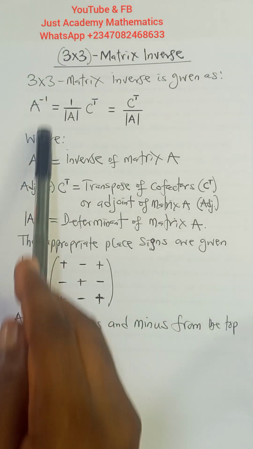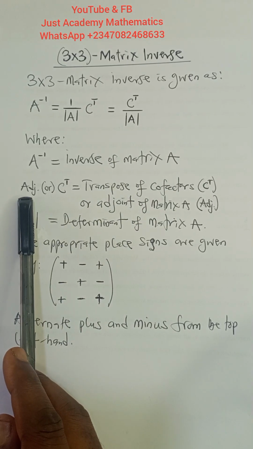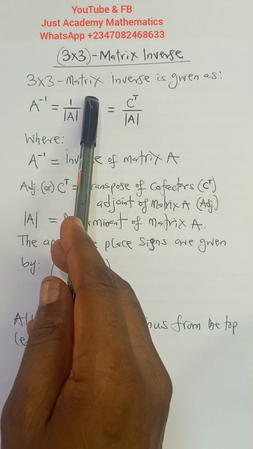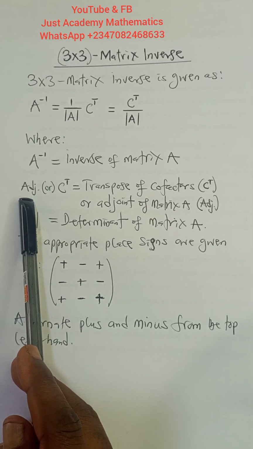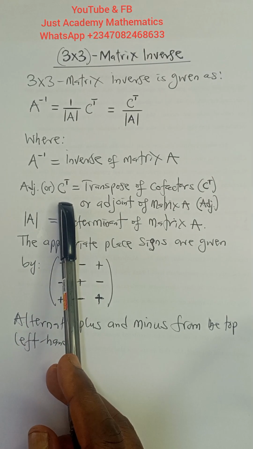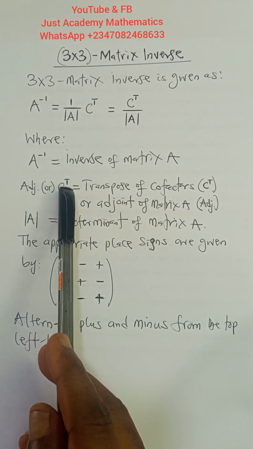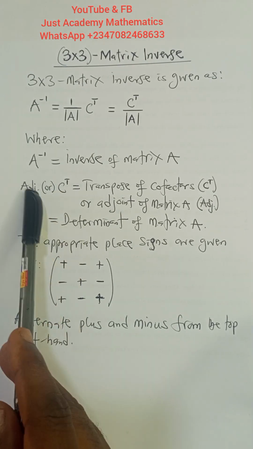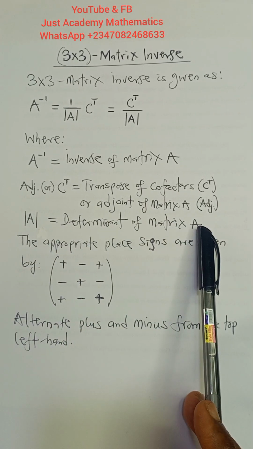So where A raised to the power of -1 is A inverse, we call this adjoint or cofactor. They mean the same thing. Some authorities call it adjoint, some call it cofactor. So it's either adjoint or the transpose of cofactor. Transpose of cofactor is also adjoint. Then this is determinant of A, of course.